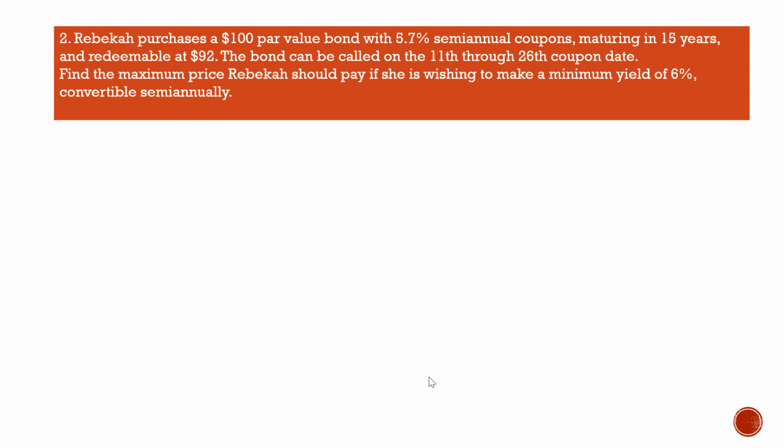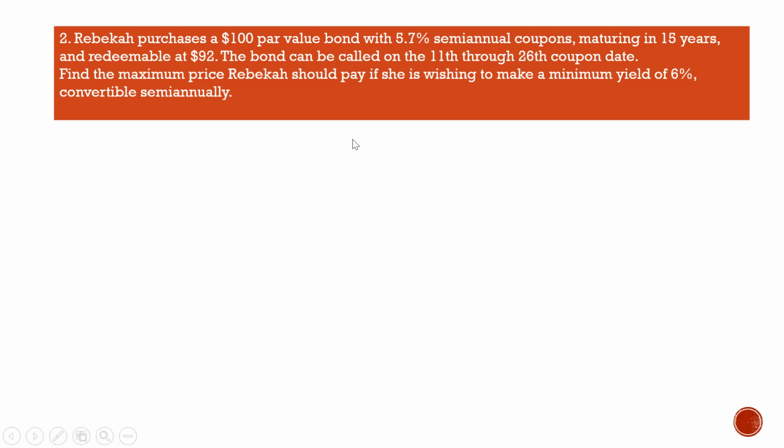Problem 2. Rebecca purchased a 100 par value bond with 5.7% semi-annual coupons maturing in 15 years and redeemable at $92. The bond can be called on the 11th through 26th coupon day. Find the maximum price Rebecca should pay if she is wishing to make a minimum yield of 6% convertible semi-annually.